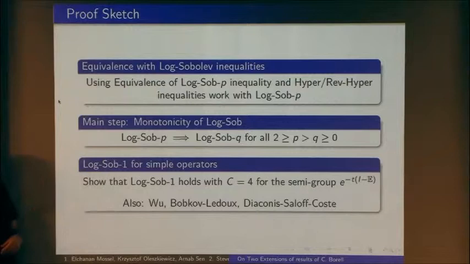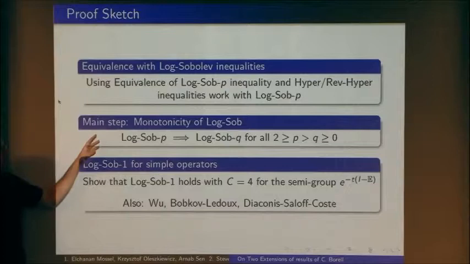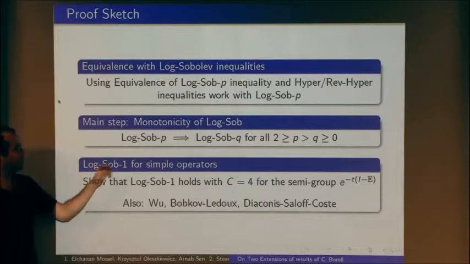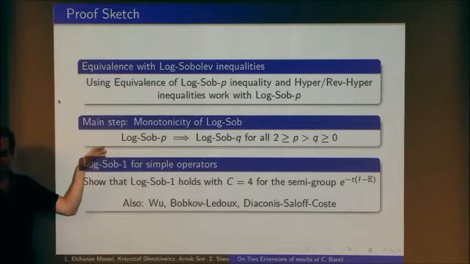And the main thing that we actually prove in our paper is that these inequalities are monotone. Right? So there's going to be log Sobolev inequalities for every norm p. And what we're proving is that this is monotone in the interval between 0 and 2. So if you have a log Sobolev inequality for p, and you have one for q, then if p is greater than q, the p one implies the q one.